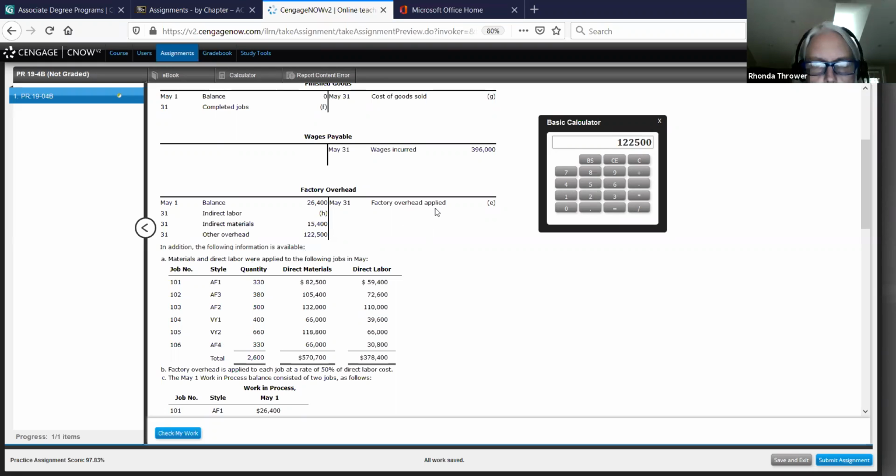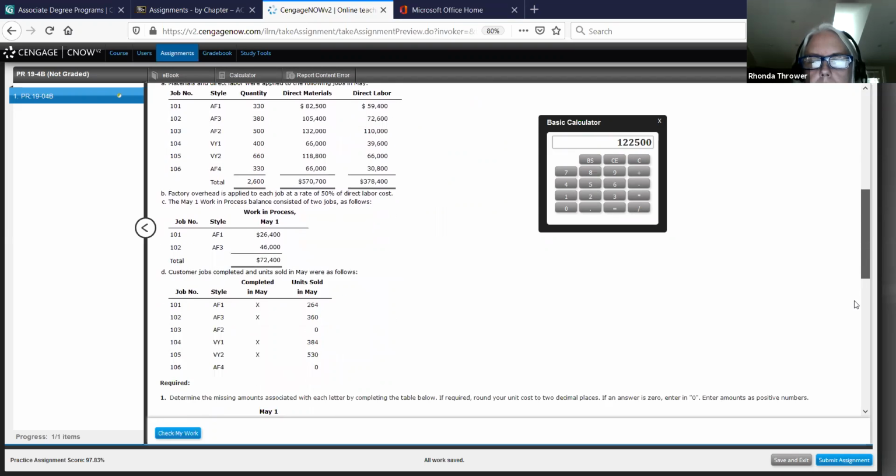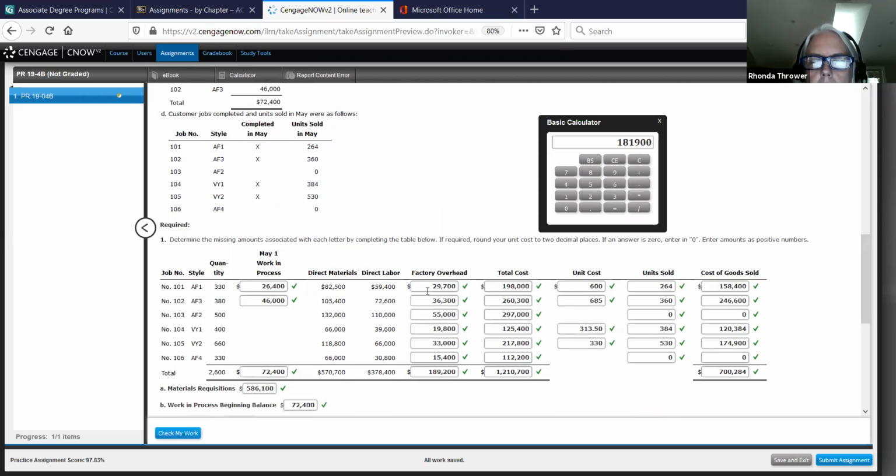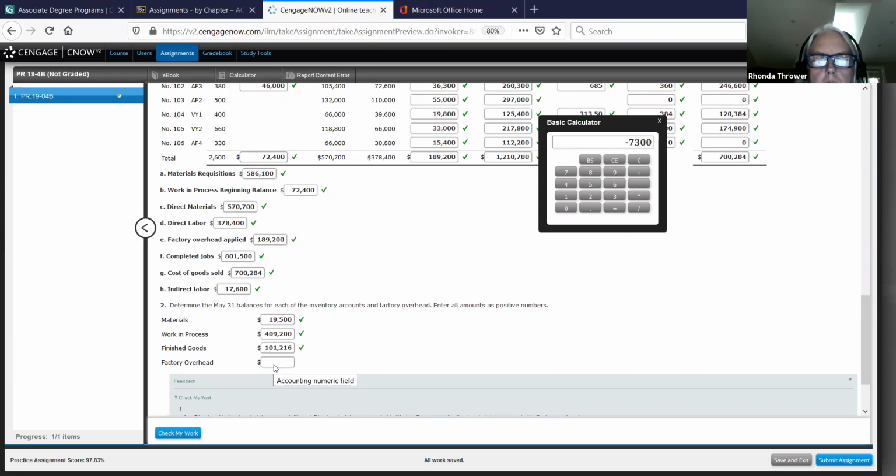And we're going to subtract our overhead. This was our estimated amount. And our estimated amount most likely is not going to match what our other overhead is. So we've got to subtract out our overhead applied. Our applied overhead was 189,200. A negative amount of 7,300. And it tells you to enter them all as positive numbers, but that is not positive. That should be a negative there. But that's how that operates.